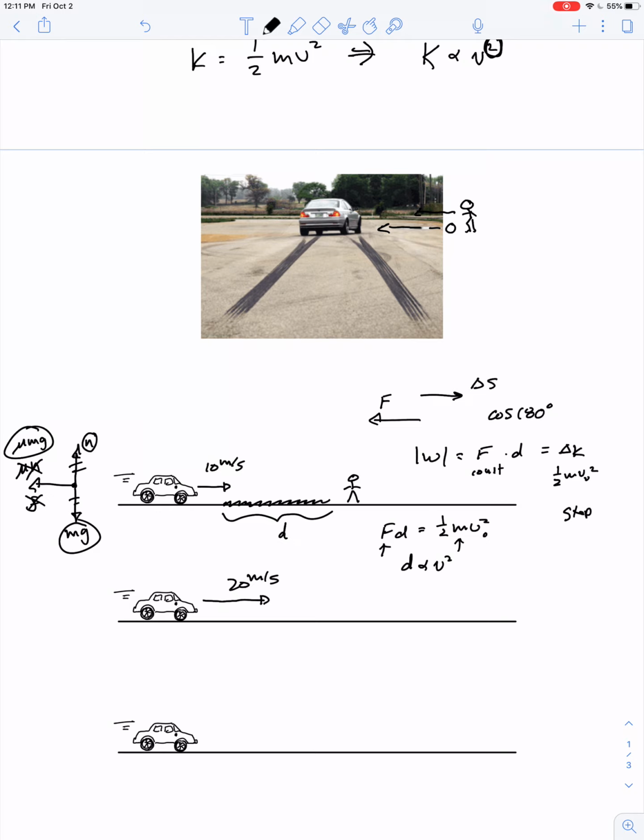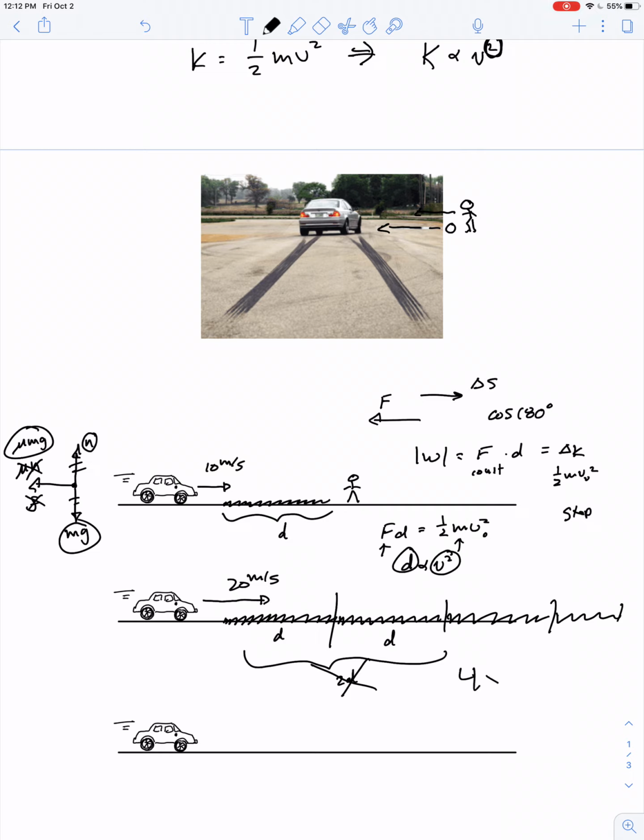How long are the skid marks now? Well, they're definitely going to be longer because the car goes faster. So let's say that's the distance d. Are the skid marks now going to be twice as long, 2d, because the speed is twice as great? No. Distance is proportional to velocity squared. And so the skid marks are going to be 4 times the original length, right?